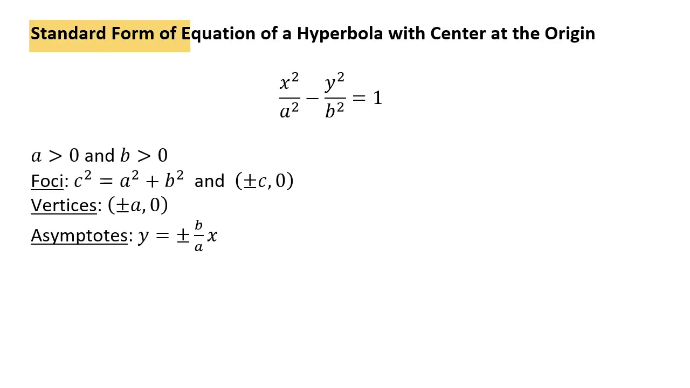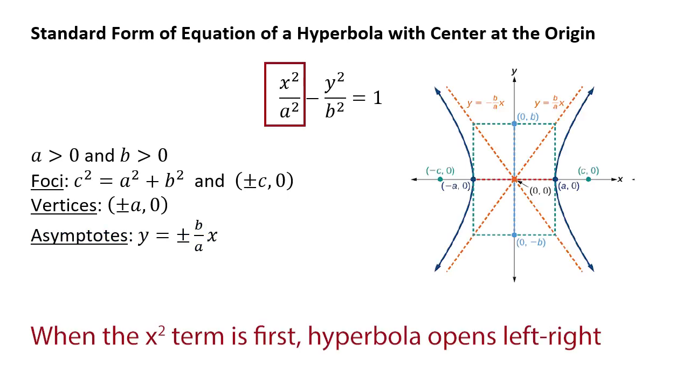The standard form of the equation of a hyperbola with the center at the origin is x squared divided by a squared minus y squared divided by b squared equals 1. Here a and b are both positive. The foci are found by finding c squared equals a squared plus b squared, and the foci are plus or minus c, y is 0. Vertices are the points plus or minus a and 0, and the asymptotes are y equals plus or minus b over a, x. When we have x squared first, this is a left-right hyperbola.